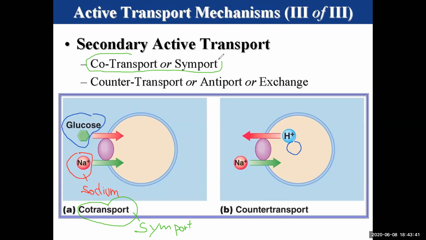So the solutes go in the same direction. Glucose goes in, sodium goes in, or it can go out. If both of them go out, it is also symport. So it has to be the same direction. You can either have all the solutes go in, or both solutes go out, that's symport. If they go in opposite directions like here, so this is going in, but then this is going out, then you have counter transport.